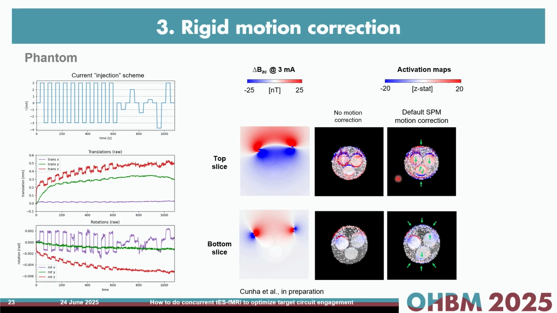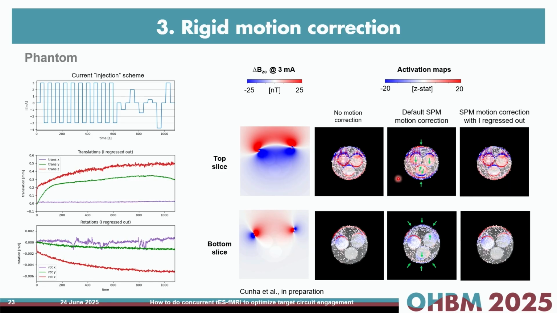If we look at the motion parameters that come out of this algorithm, we see that the current injection scheme is very well represented here. So we can do a trick, and before applying the correction, we can regress out the current injection scheme from them, and we see that we recover the initial activation patterns, so the ones we understood.